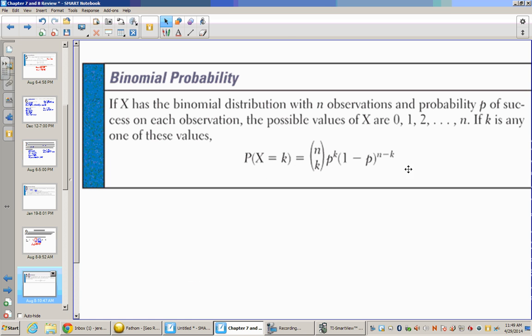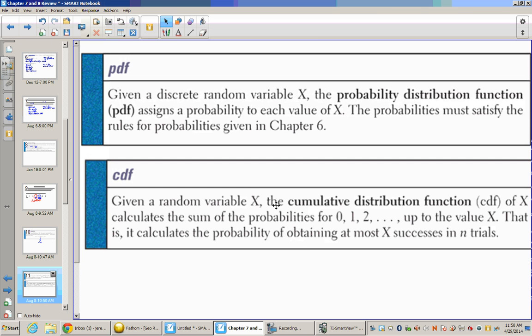So this is the formula that they use for binomial probability. This nK, we usually write it n choose k like this, but this is another common form of writing it. Now a PDF will give the probability of that particular value, where a CDF is a cumulative distribution.